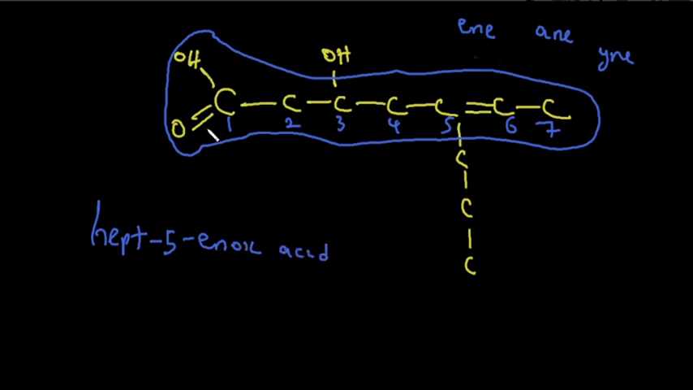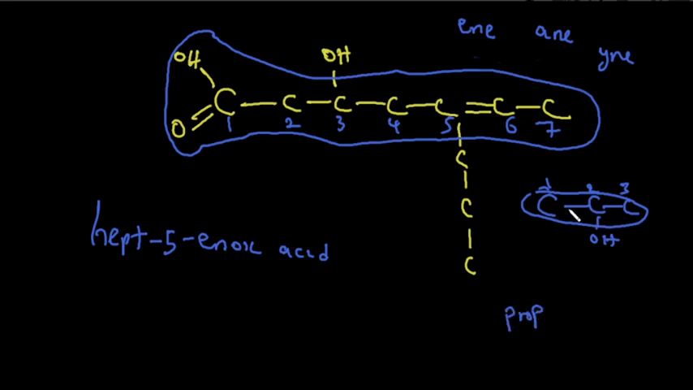So with this said, that is basically about naming the parent chain. Now if you had a different scenario, let's say you had this, 1, 2, 3, yes, let's say you had this. You will notice that in this particular chain now, the parent chain is going to be this 3, and then the root word is going to be prop.